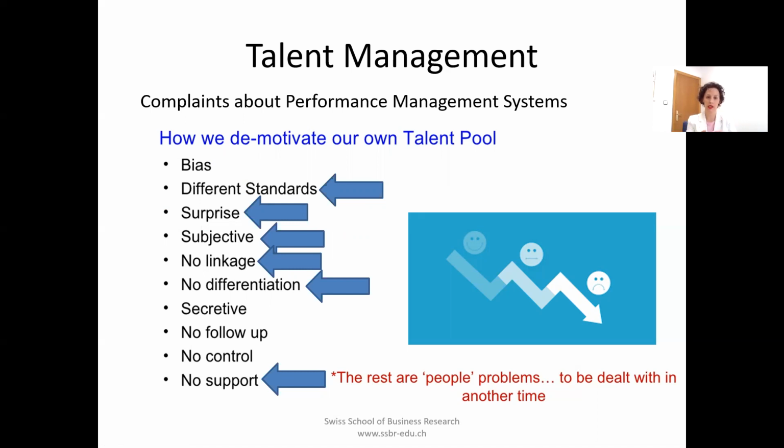Their standards have to be the same. There can be no element of surprise. For example, when we evaluate somebody, we can't say, well, we are going to be evaluating you based on this, which is something that has not been disclosed to the person before. We have to be making our talent pool aware of the different characteristics and the different responsibilities that we expect of them. The evaluation process, of course, cannot be subjective.